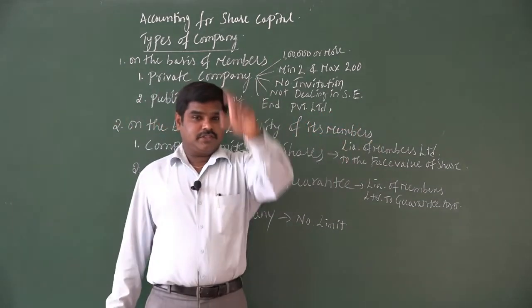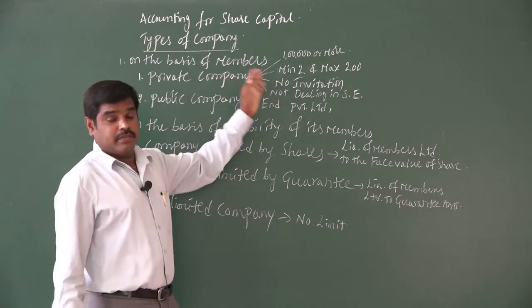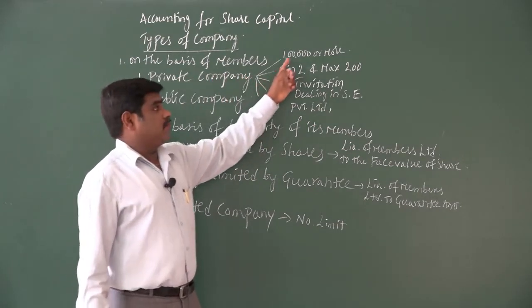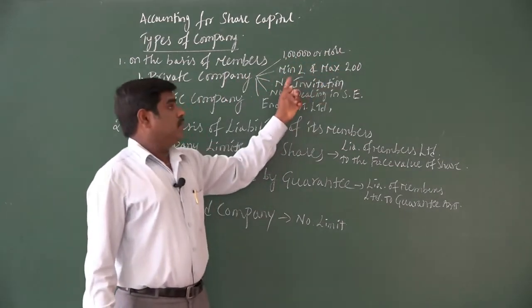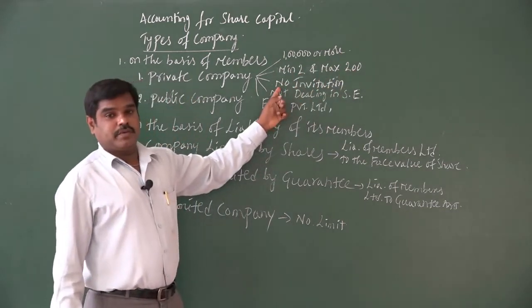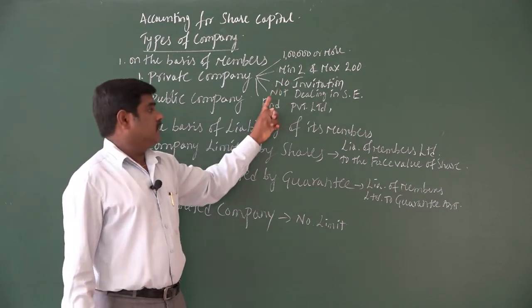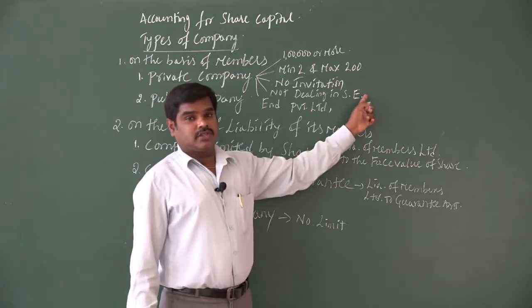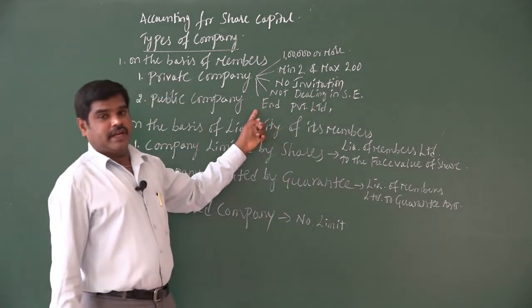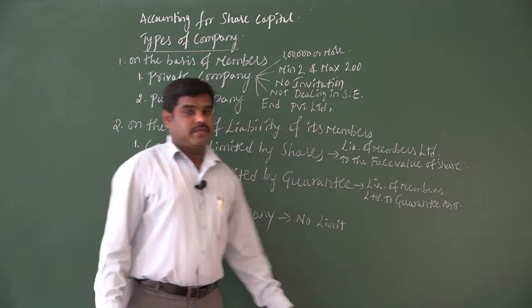Okay, first, private company: you have written one to five features. That's the meaning of a private company. Private company: minimum 1 lakh or more, minimum 2 members, maximum 200. There is no invitation to the public for purchase or subscription of shares and debentures. Company shares are not dealt in the stock exchange and must end with the words Private Limited. So that is about the private company.